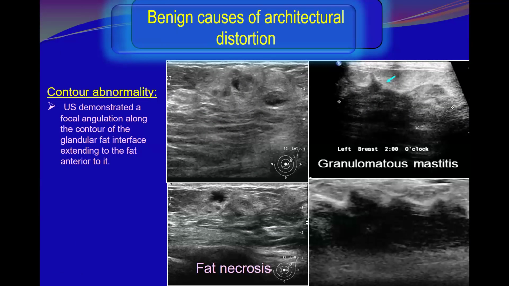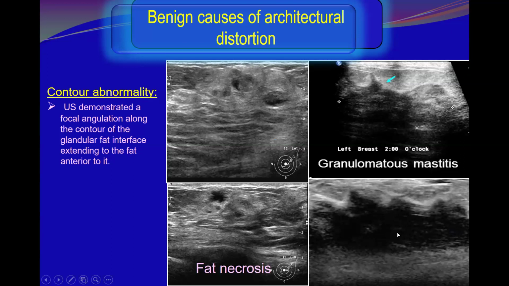Again, here I have an example of a benign abnormality giving contour architectural distortion. In this example, this is the fat glandular interface. I can see architectural distortions. There is something bulging from the fat glandular interface. There is a hyperechoic lesion with a patchy central area of hypoechogenicity bulging into the pre-mammary zone, beyond the fat glandular interface, in a case of fat necrosis.